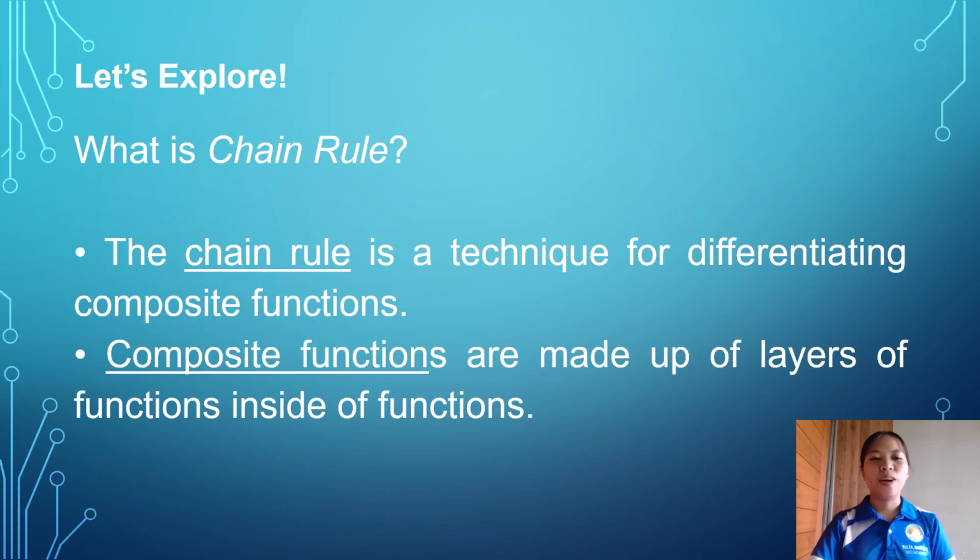So let's explore. What is the chain rule? The chain rule is a technique for differentiating composite functions. So what are composite functions? Let's start from the basics. Composite functions are made up of layers of a function inside of a function. Think of it like layers, you work from the outside in.